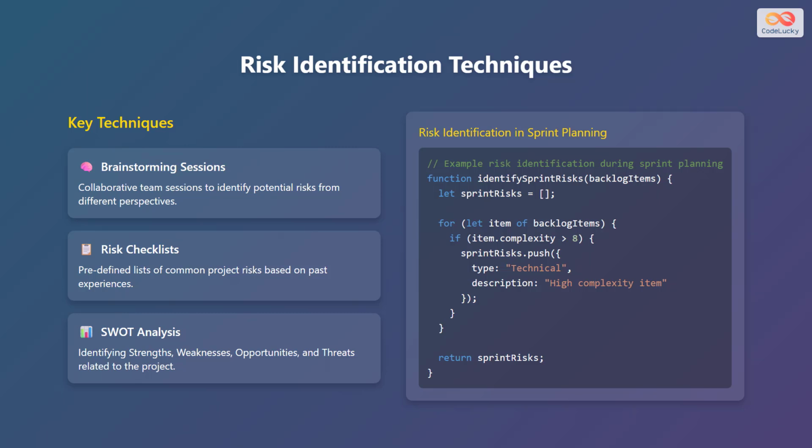Here's an example of risk identification during sprint planning using a JavaScript function. The function identifySprintRisks takes backlog items as input. It iterates through each backlog item. If an item's complexity is greater than 8, it pushes a new risk object to the sprintRisks array, indicating a technical risk due to the high complexity item. Finally, it returns the sprintRisks array.